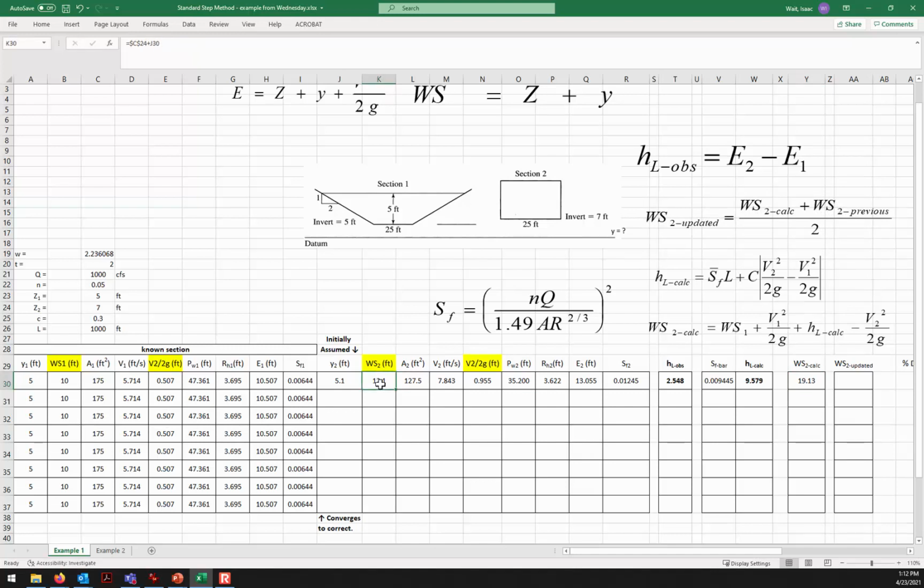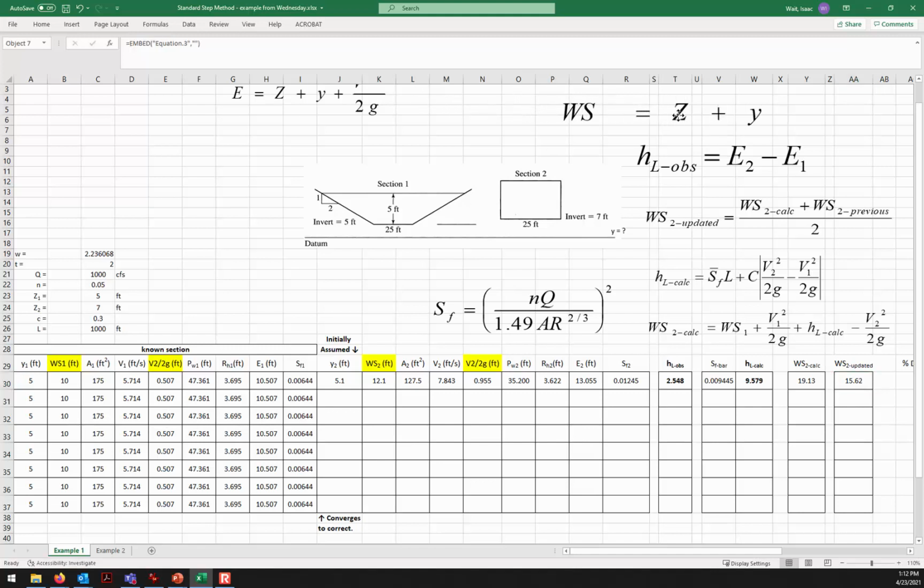All right. So we've got this calculated water surface, and now the updated water surface is the previously determined water surface, meaning this one, and the calculated one that we've just determined, divided by 2. So it's kind of like we're averaging. We're splitting the difference between our old guess and our new guess. So we're finding the midpoint between those two guesses, and we're saying with this we're going to start our next iteration.